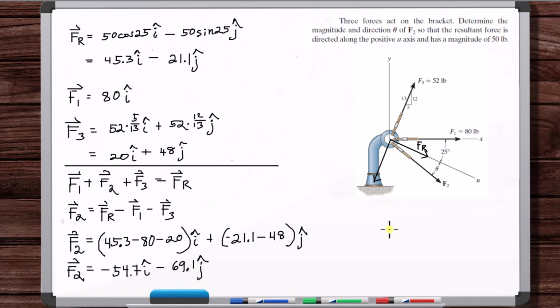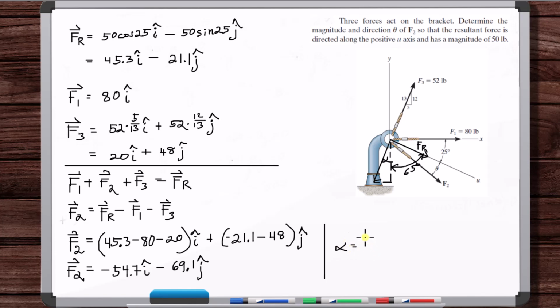Well, what we do is we find this angle alpha, and then just add 90 minus 25 to it, because we know that this here is 90 minus 25, right? This is 65 degrees.